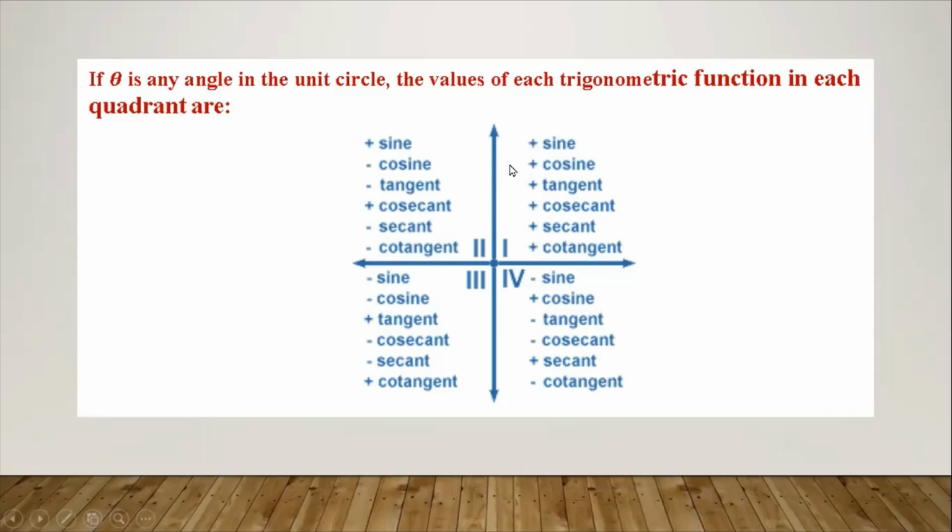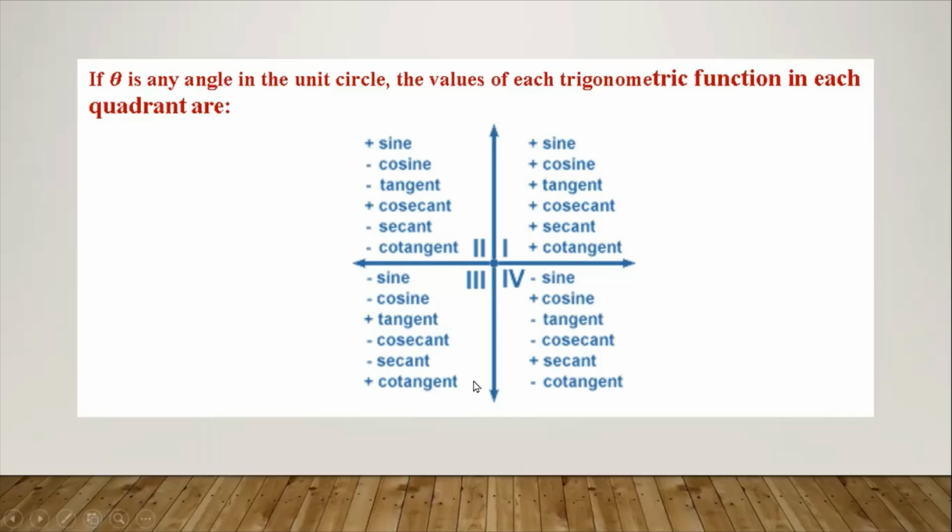Just remember that in quadrant 1, all functions are positive. In quadrant 2, the only positive are sine and cosecant. And in quadrant 3, the only positive are tangent and cotangent. And lastly, in quadrant 4, the only positive are cosine and secant. This is very important because it is very applicable on how we are going to determine the other trigonometric functions given one function.